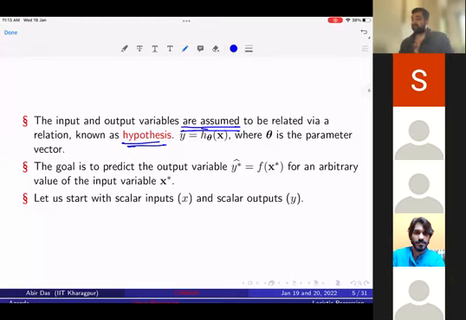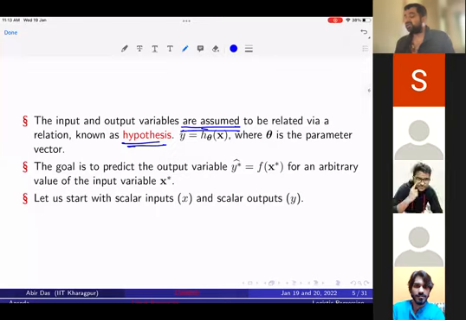I'm going back again. The input and output variables are assumed to be related via the relation hypothesis. So the important words are assumed and this definition hypothesis. So y is some h theta x, where theta is the parameter vector. It is parameterized by that theta vector. Theta is something that you want to know, because if you know theta, then you know the whole h theta. So if you input any x, you will get a y.